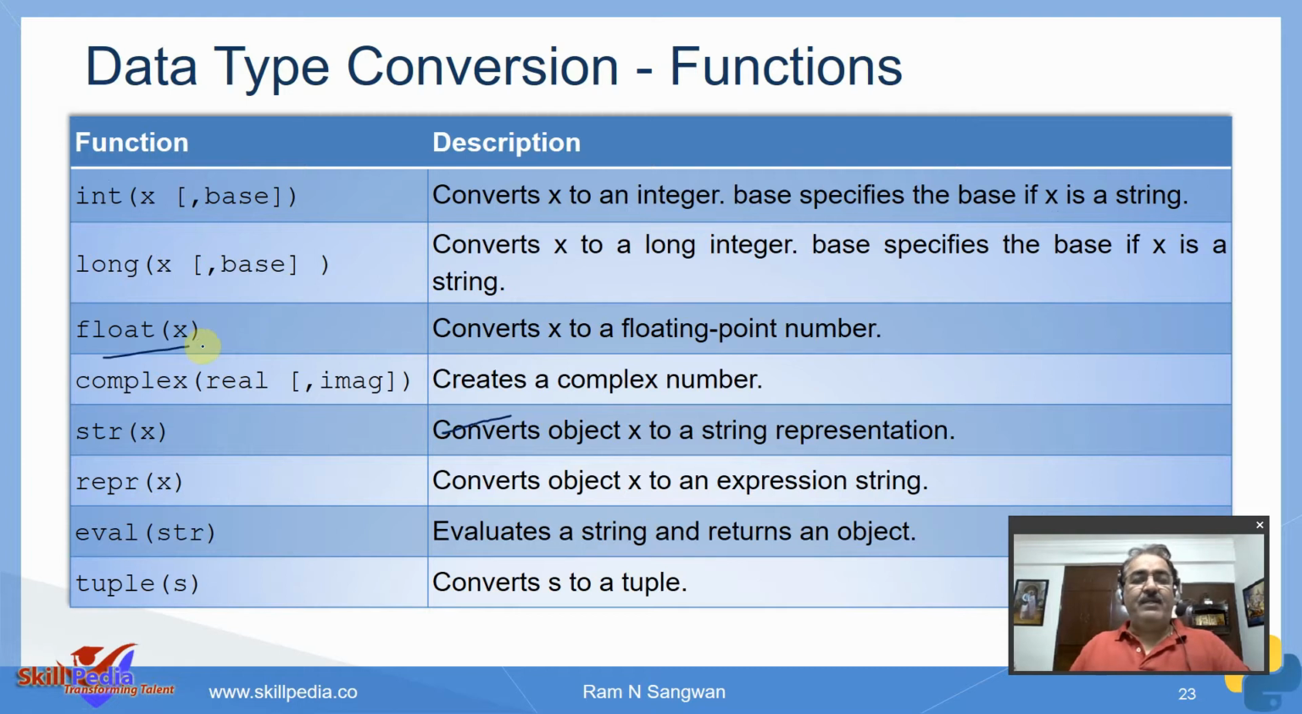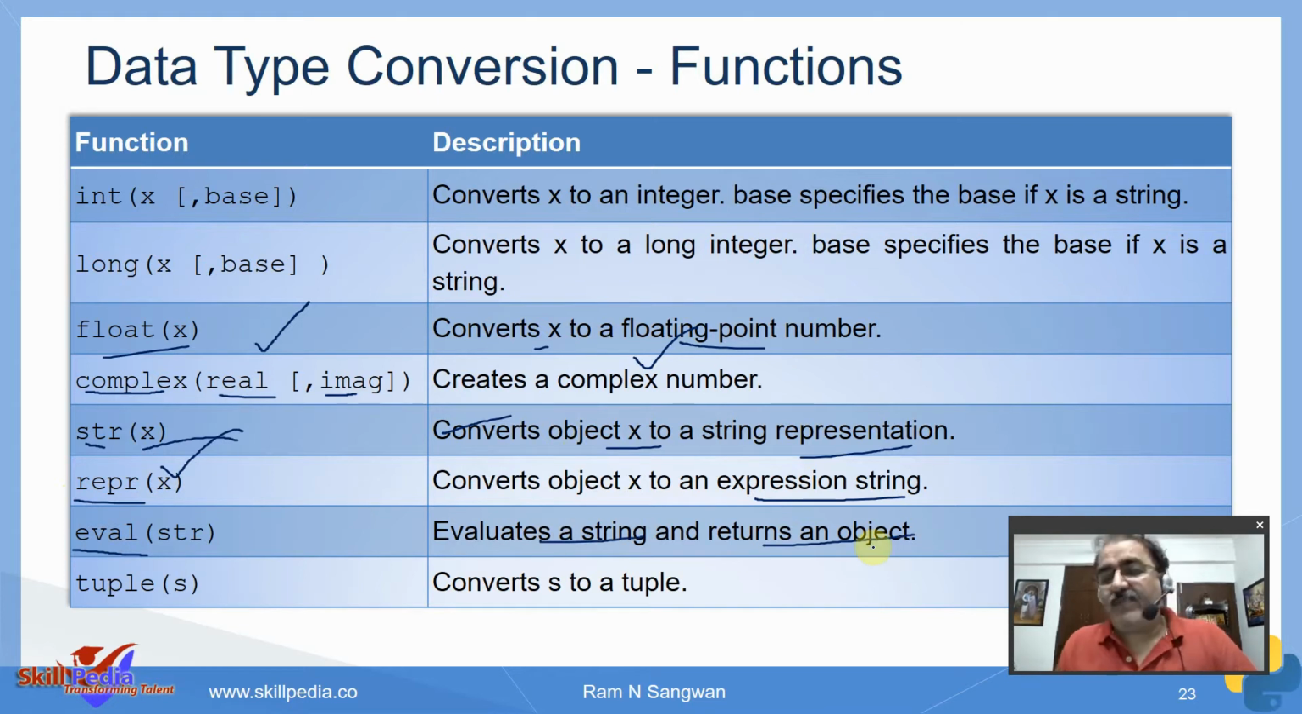Float is for decimal numbers: convert x to a floating point number. Complex, with real value and imaginary value, creates a complex number from the given values. Str(x) converts object x to its string representation. Repr(x) converts x to an expression string. And then eval, a very good function actually, evaluates a string and returns an object.